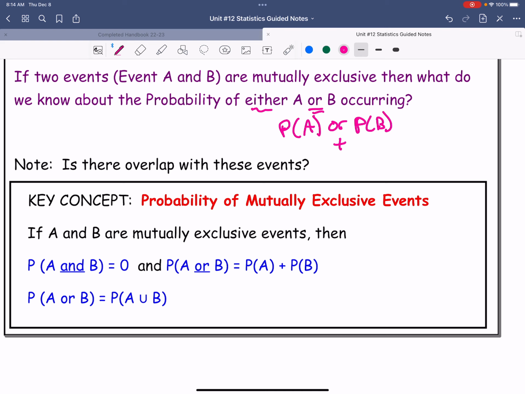Key concept is that probability of mutually exclusive events, if A and B are mutually exclusive, then the probability of A and B is 0. And the probability of A or B, you add the two probabilities. This is why I've said in the past that when you are using and, you multiply. When you are using or, you add. So probability of A or B is the union, A or B.